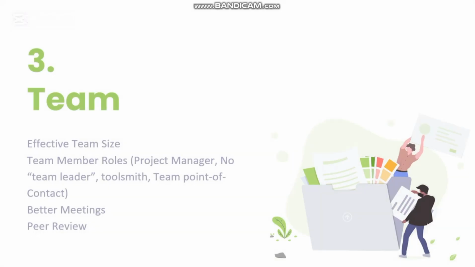Then for lecture 3, we saw the main terms, like the team size and what the effective team size will be. We saw main team member roles, which include project manager, team leader, toolsmith, and then team point of contact. Then we saw how we can have better meetings, and what peer review is, which is a review by someone who is an expert in the field.